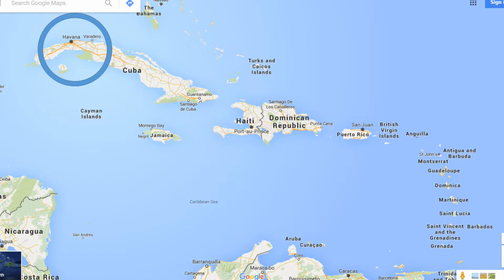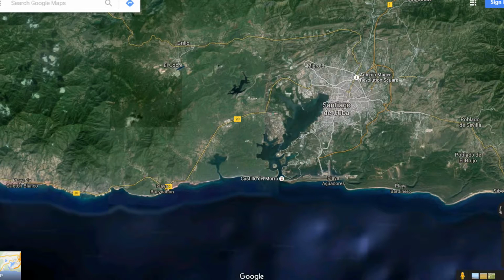But then he learns that the Spanish are in Santiago de Cuba, so he sails his fleet round to the south of the island and blockades the port. So he then has the Spanish fleet trapped inside the harbour.